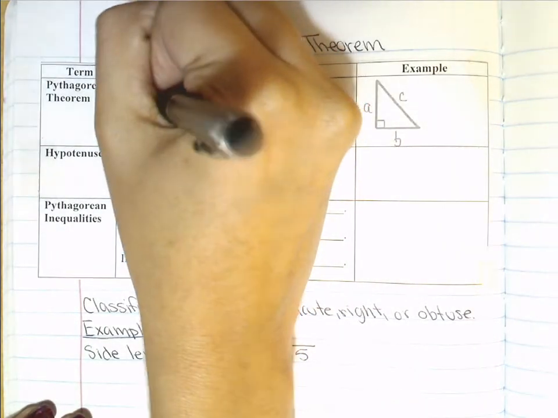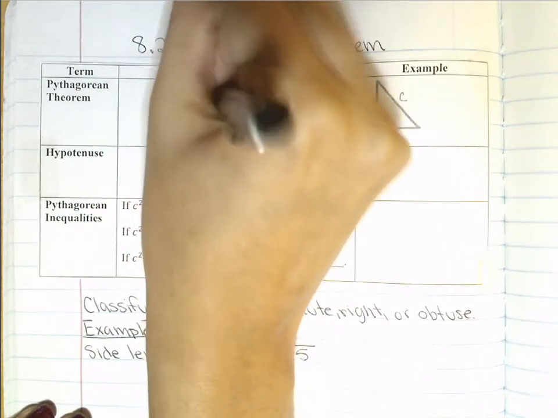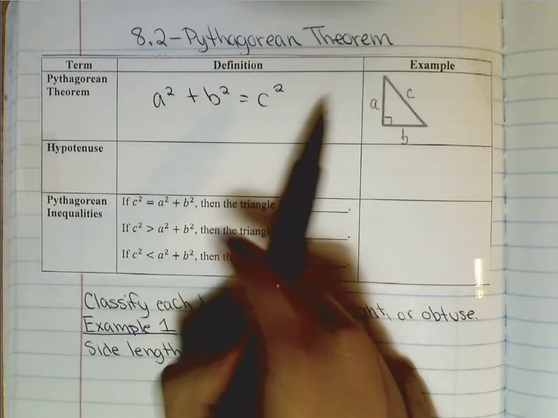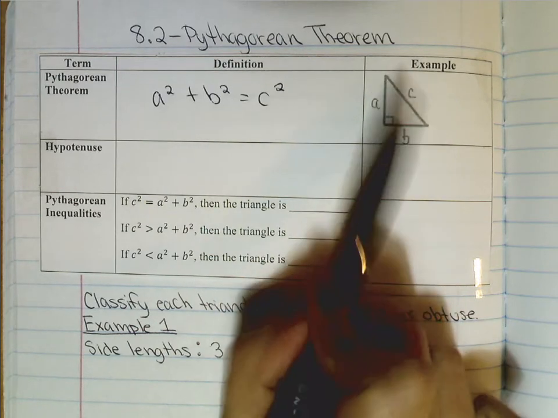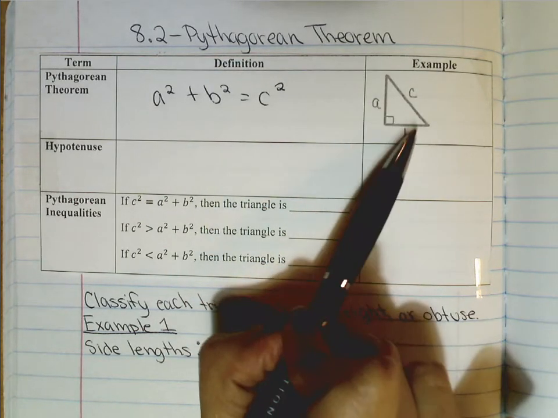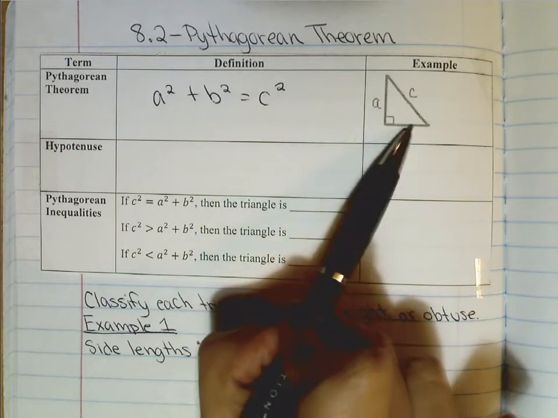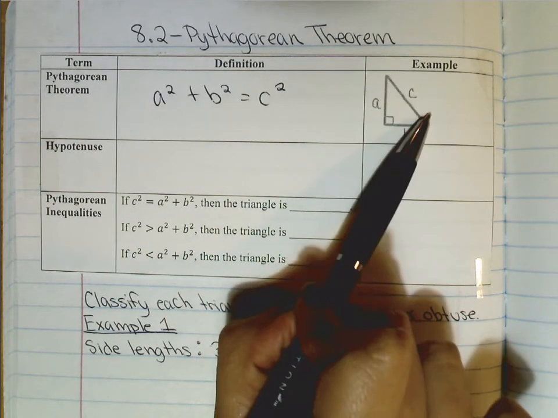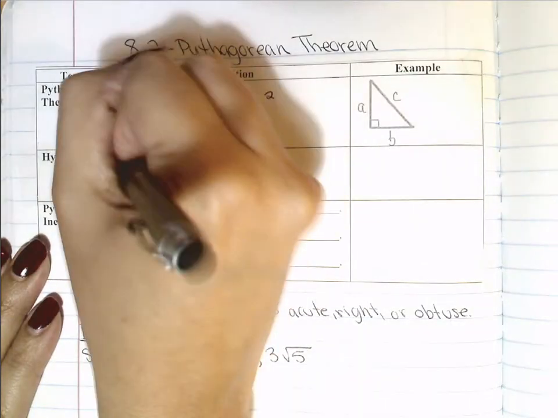It's a squared plus b squared equals c squared. And it only works for right triangles. So here I have an example where I have a and b as the two sides of the triangle, and c is the hypotenuse. Hypotenuse is going to be the longest side of your triangle.